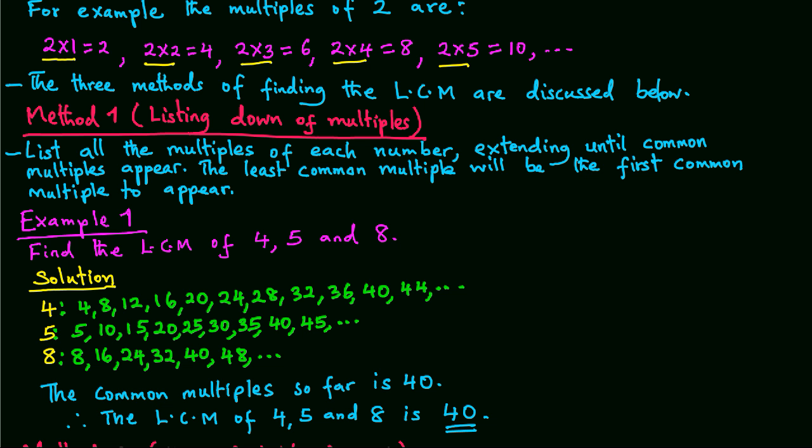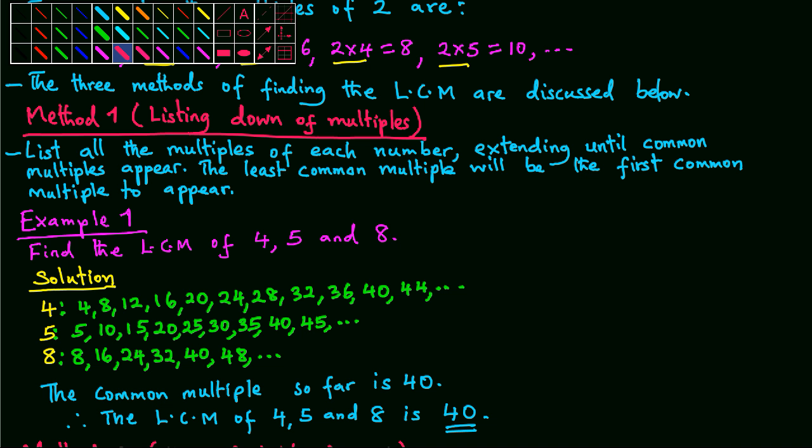Now in this list, we realize that the common multiple, in this case, it's only one multiple so far, is 40. So you have 40, there is 40, and here we also have 40. So any other common multiple that will appear will obviously be larger than 40, and therefore the LCM of 4, 5, and 8 is 40.